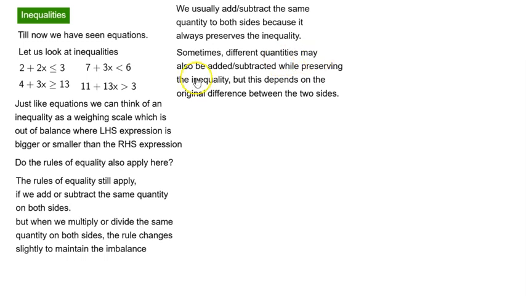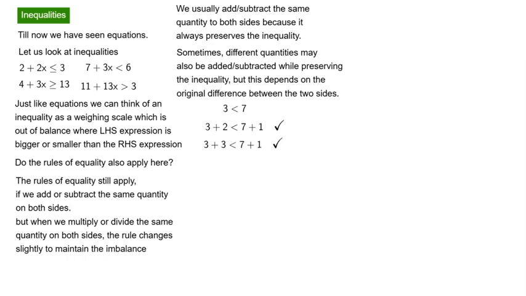Sometimes different quantities may also be added or subtracted while preserving the inequality. But this depends on the original difference between the two sides. So let's understand this a little bit more clearly. 3 is less than 7. Perfectly fine. Now we add unequal quantities. 3 plus 2 is less than 7 plus 1. Yes, this is also true.